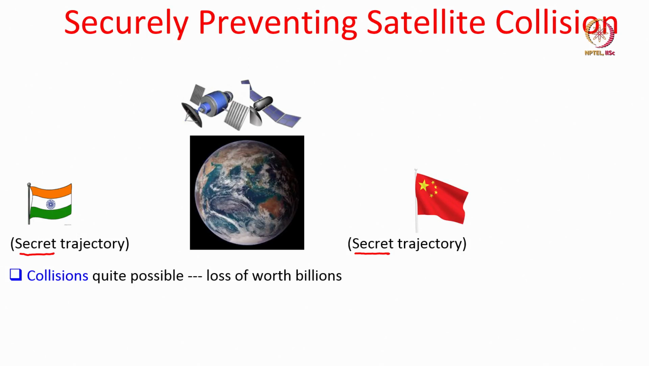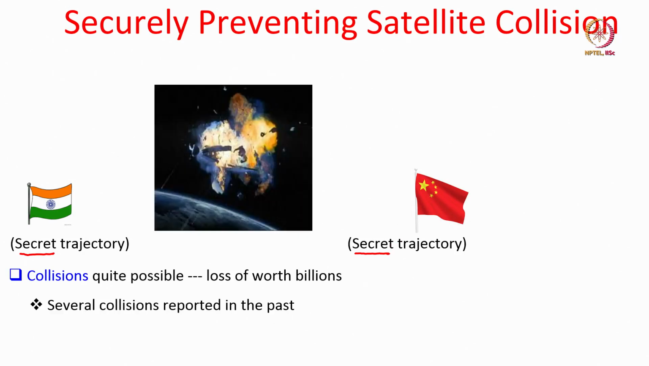So, that is why they would like to launch their respective spy satellites in a secret way where the trajectory information is kept hidden. But since both the countries are launching their individual satellites without knowing each other's trajectory information, it is quite possible that collision occurs between the two satellites. And if you search in the Google, you can find out that several such collisions have been reported in the past. So, it is not some fancy example. And if any such collision occurs, it is actually a loss of worth billions, and more than that, the debris which are left over in the space is a serious issue.